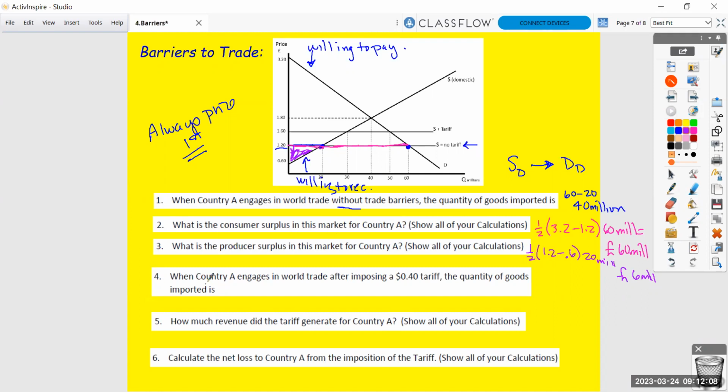All right. When country A engages in world trade after imposing the tariff, this was supposed to be 40 cents per pound, because I wasn't in dollars, what is the quantity of goods imported? We're no longer at this 120. We've now come up to here. I'm going to give you guys just a minute to see if you can come up with that before I give you the answer.